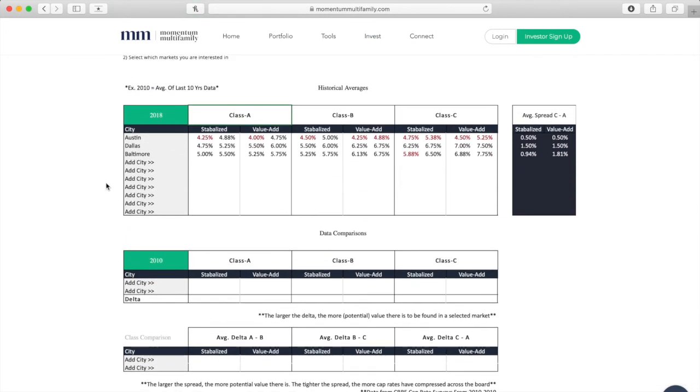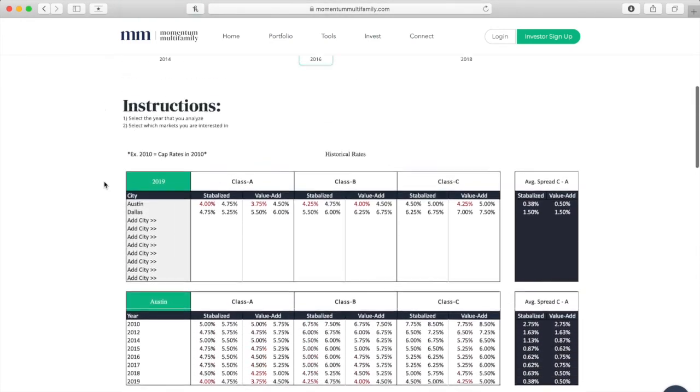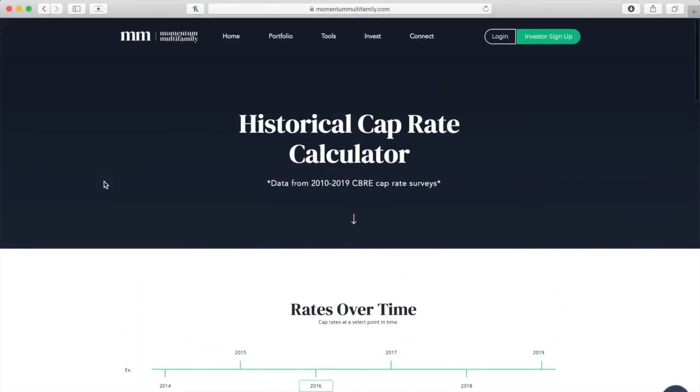So it's a really cool tool to help you get a better understanding of how to look at cap rates, how to value deals, how to assess different markets, and it could help you on your journey to investing in multifamily. This data comes straight from CBRE, who sees probably more data than anybody. It's got 4,200 data points that make up this entire tool, so it's very comprehensive. And we'll continue to add data to it as more surveys come out.